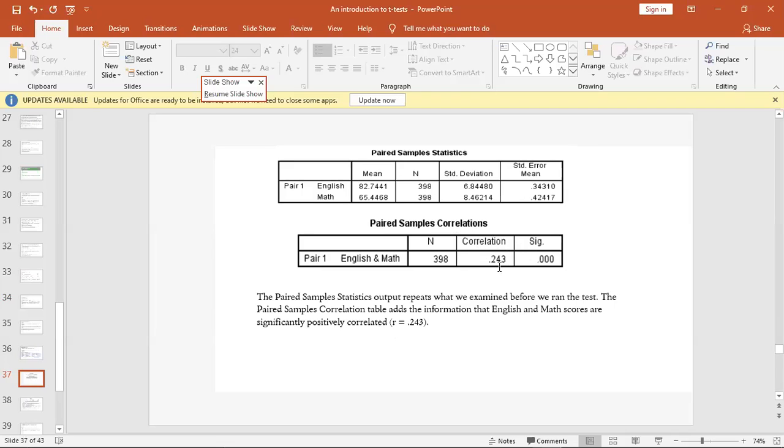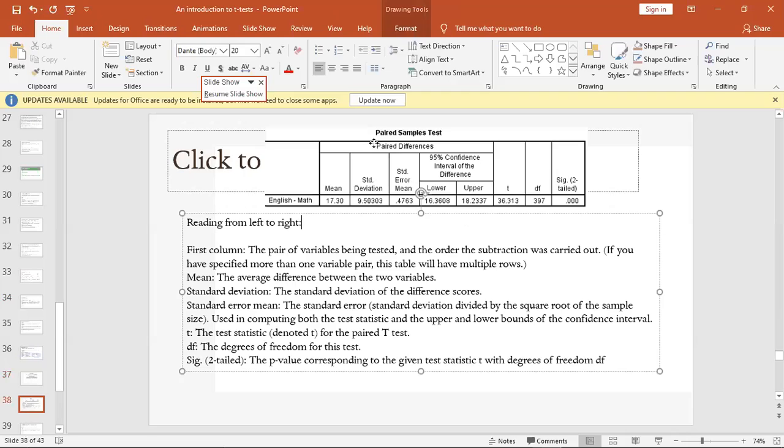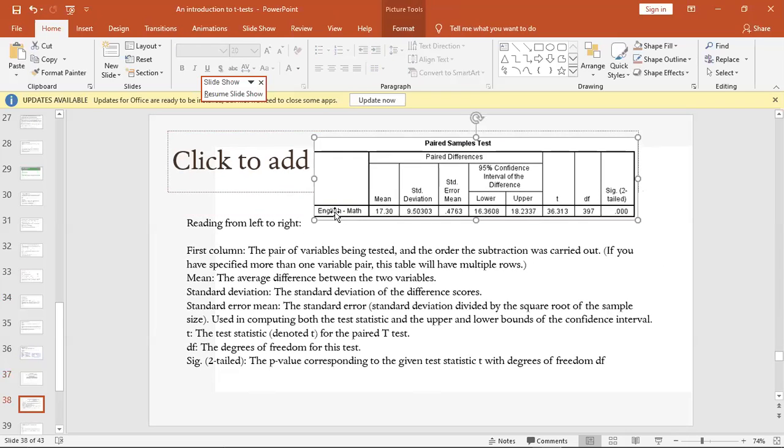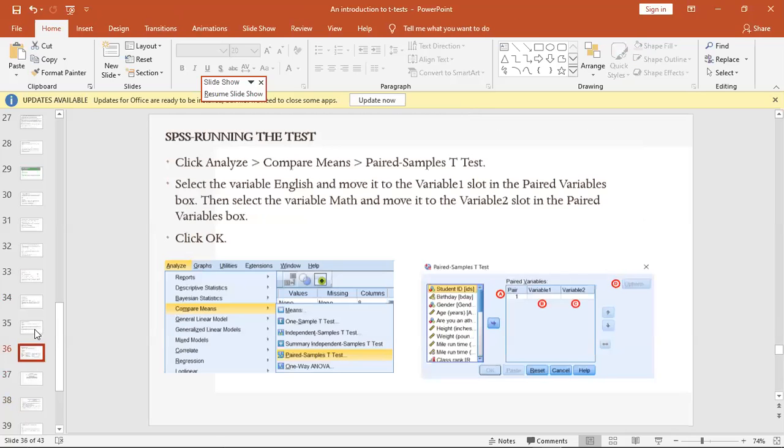And this is the second table. So you need to interpret these results, English and maths. The researcher wants to check whether the mean values of English and maths are different, right? So here your significance value is less than 0.05. This value is 0.00. So you have to reject the null hypothesis, right? So your null hypothesis is here.